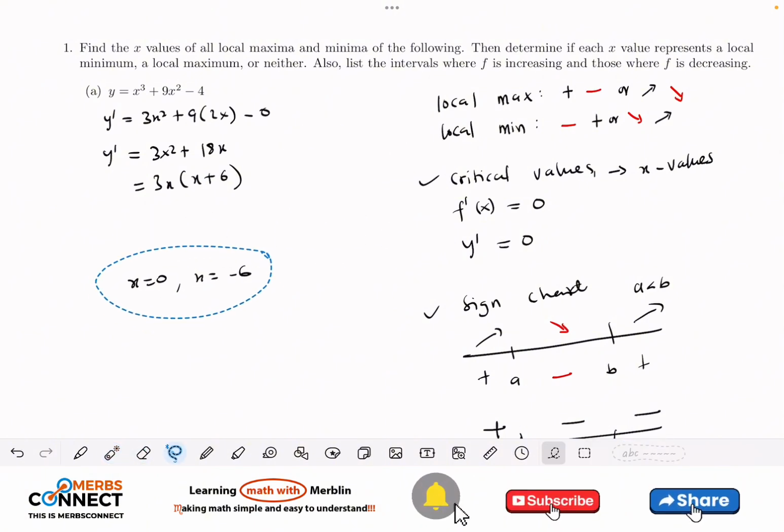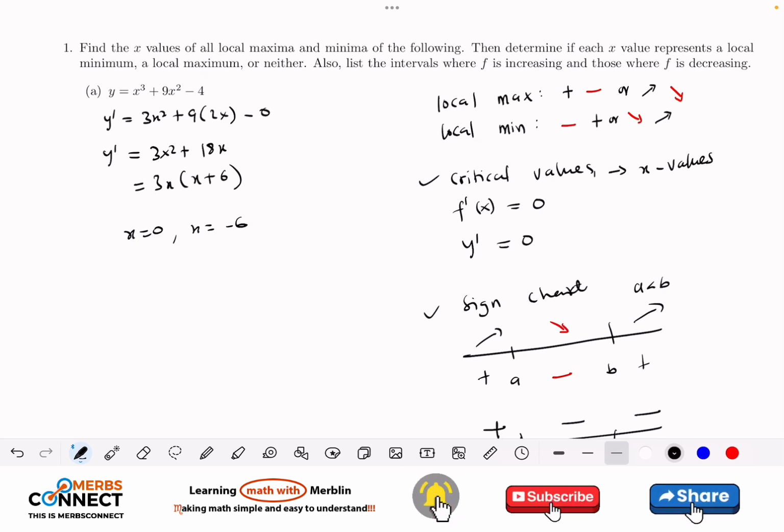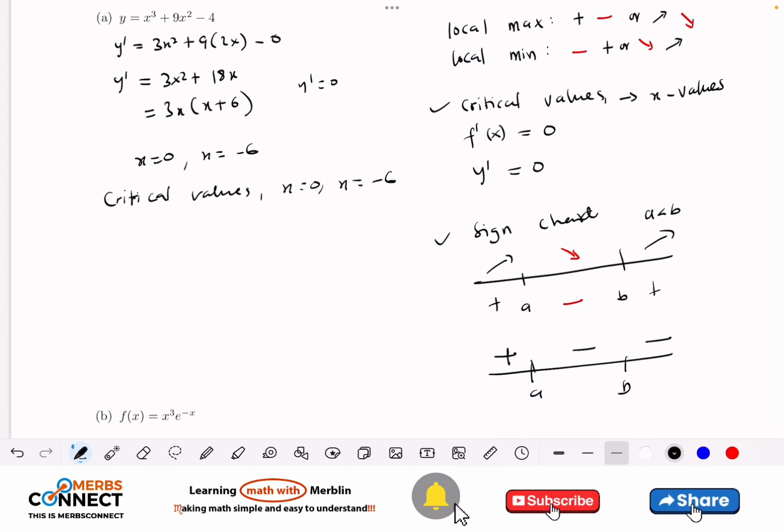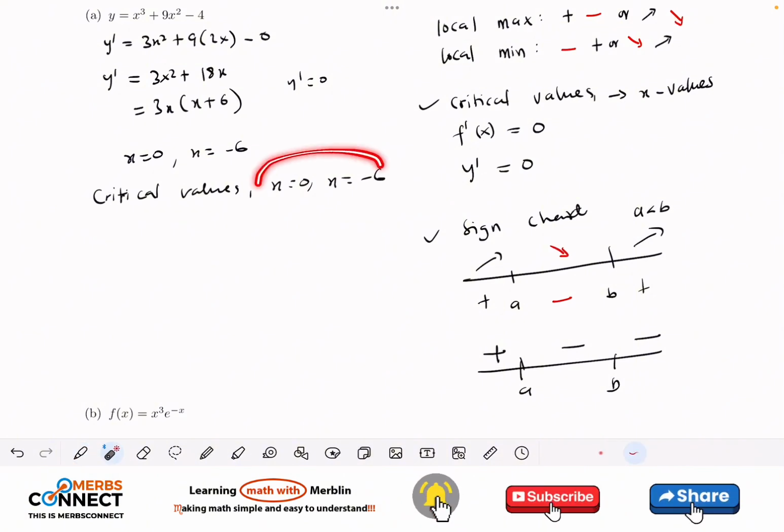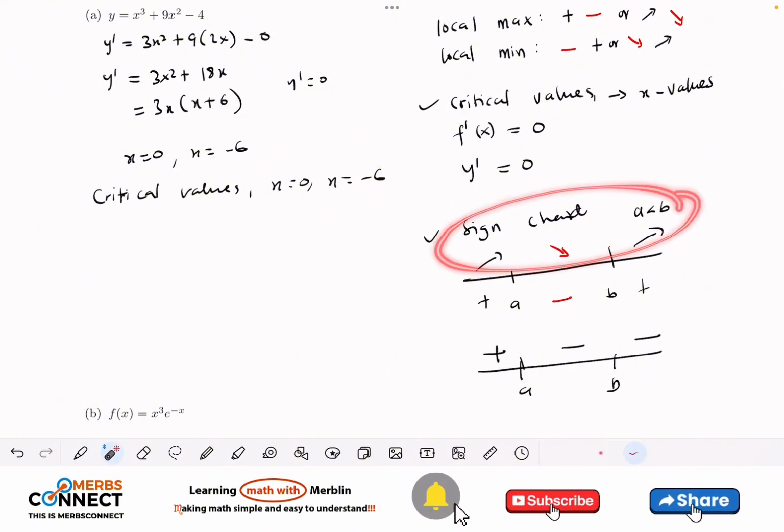So x equal to 0 and x equal to minus 6 are the what? The critical values for x. So x is equal to 0, x is equal to minus 6. Now that we've gotten our critical values, the next thing that we need is the sign chart.